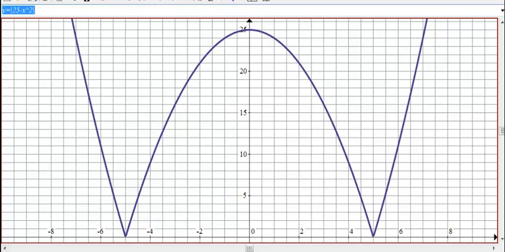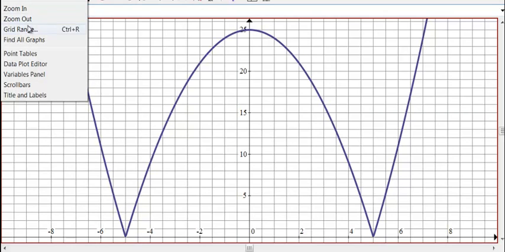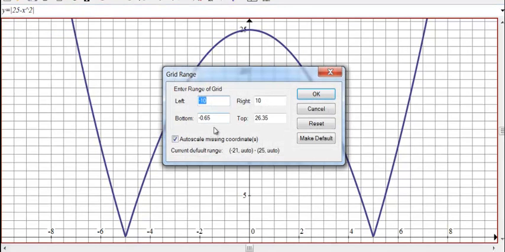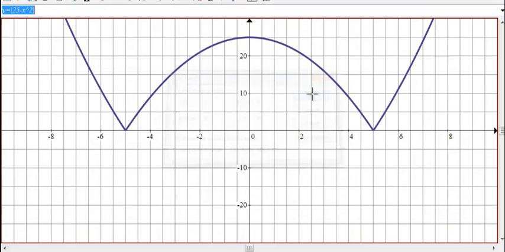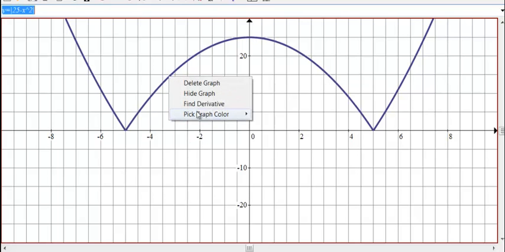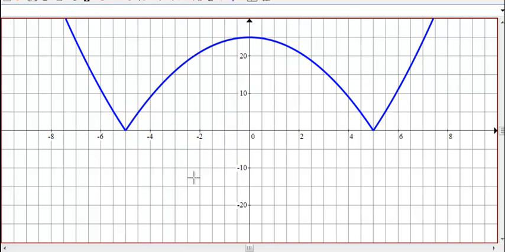So I need to change my grid range a little bit more still. Let's go, the negative 10 to 10 is okay, but let's actually go down to, say, negative 30 on the bottom and positive 30 on the top, and let's see what happens there. Alright, so there's our original function. That's f of x.